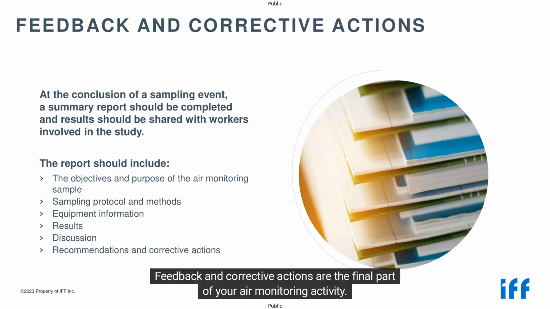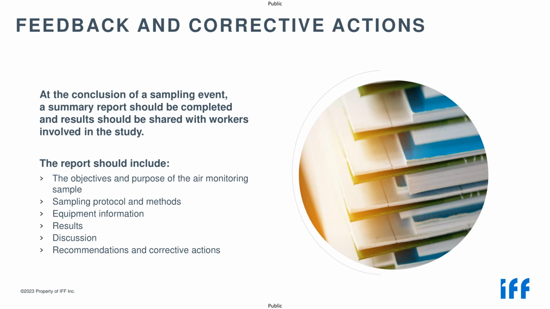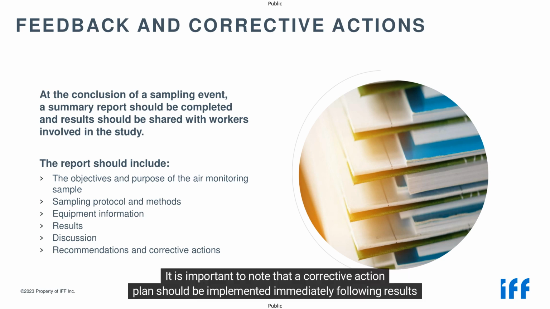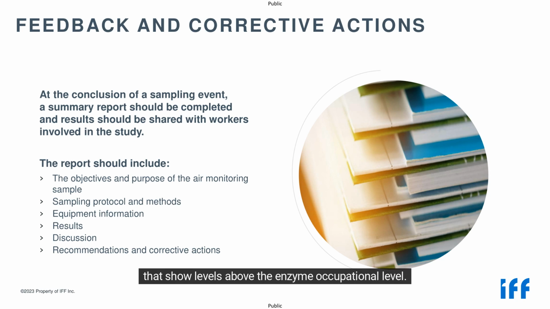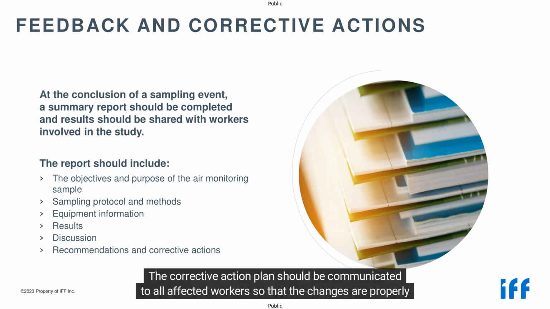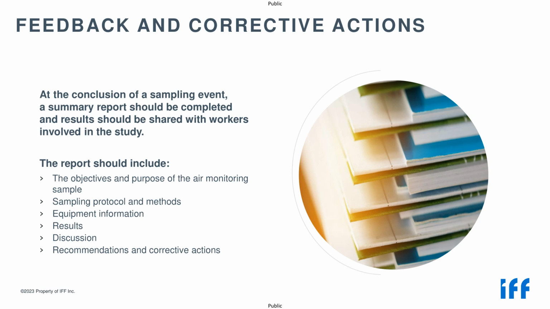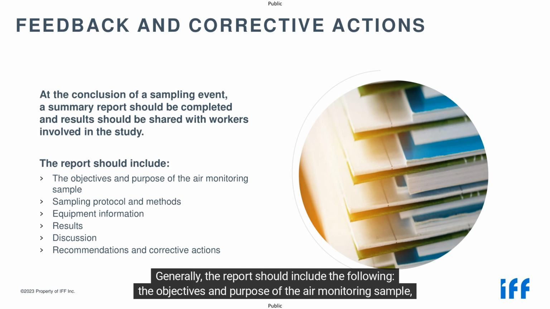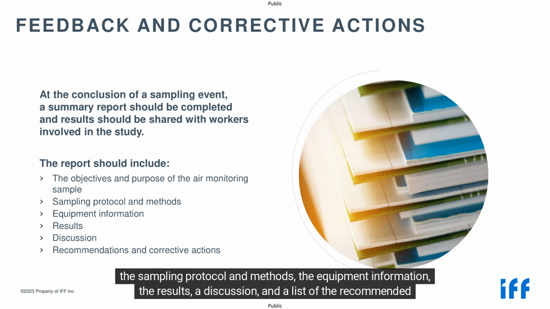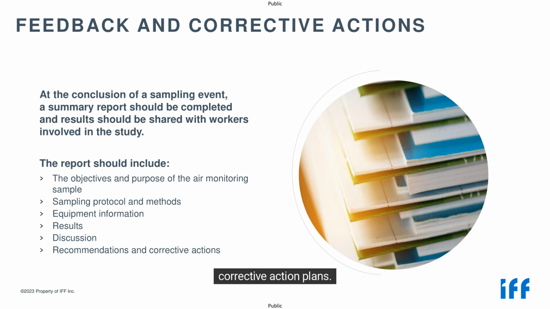Feedback and corrective actions are the final part of your air monitoring activity. It is important to note that a corrective action plan should be implemented immediately following results that show levels above the enzyme occupational level. The corrective action plan should be communicated to all affected workers so that the changes are properly instituted. At the conclusion of a sampling event, a summary report should be completed, and the results should be shared. Generally, the report should include the following: the objectives and purpose of the air monitoring sample, the sampling protocol and methods, the equipment information, the results, a discussion, and a list of the recommended corrective action plans.